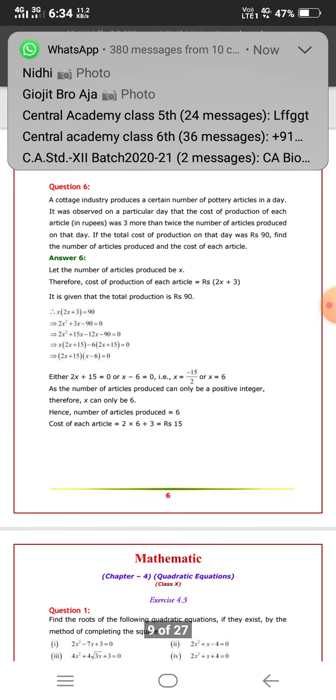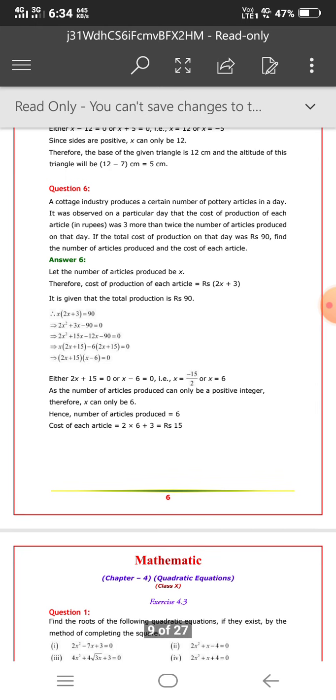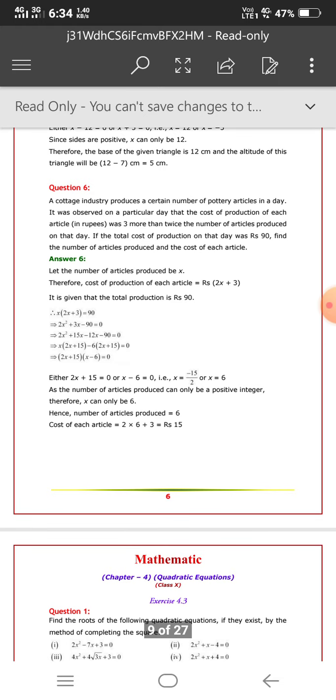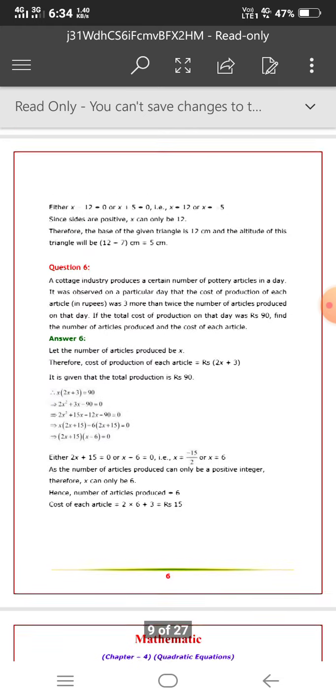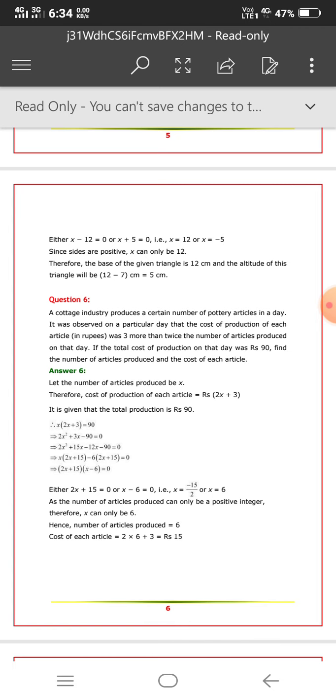क्वेश्चन नंबर 6 कह रहा है कि a cottage industry produces a certain number of poultry articles in a day. It was observed that on a particular day the cost of production of each article in rupees was 3 more than twice the number of articles produced on that day. On that day, the total cost of production was rupees 90. Find the number of articles produced and the cost of each article.